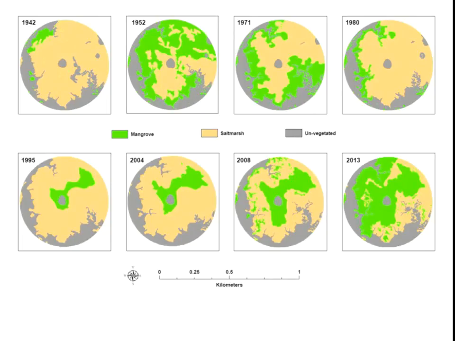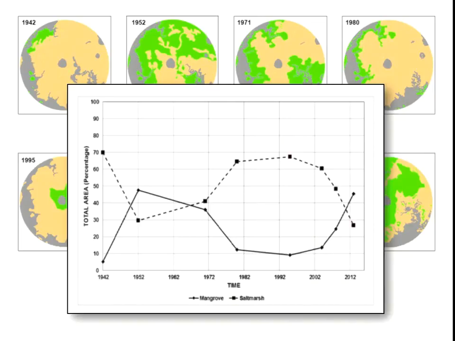52 is even more, a lot. And then 71, it goes down, and then 80, it goes down, and then it goes up again. So this same little spot, the mangroves have been there, and they've disappeared, and they've come back again. So he made a graph to show that change through time.